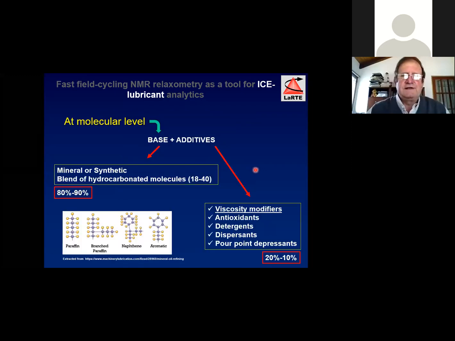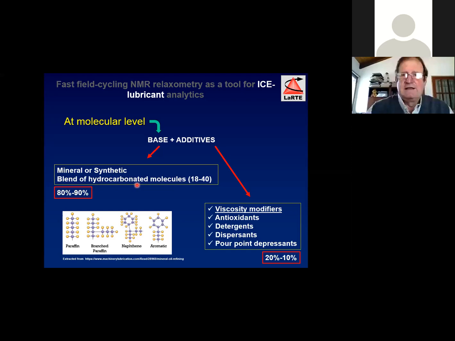So what is a lubricant at molecular level? It is composed of a base, which is the main part of the lubricant, about 80–90%, which is composed of a blend of hydrocarbon molecules between 18 and 40 carbons in the more common lubricants. And this base can be a mineral base, just coming from a distillation of crude oil, or synthetic, even fully synthetic.